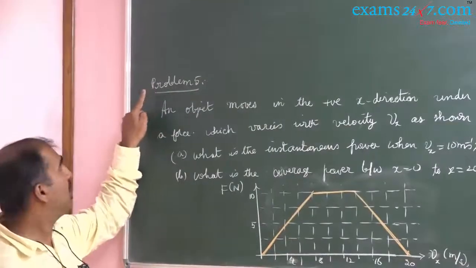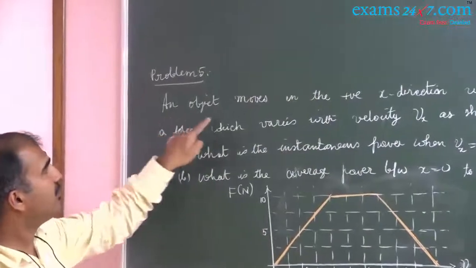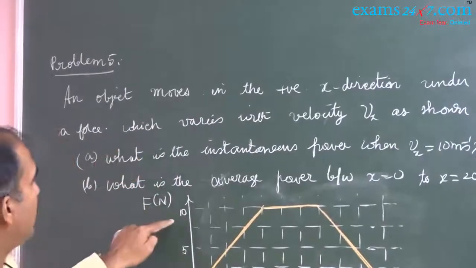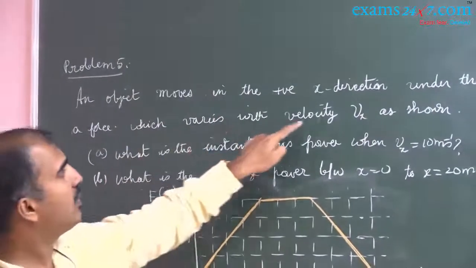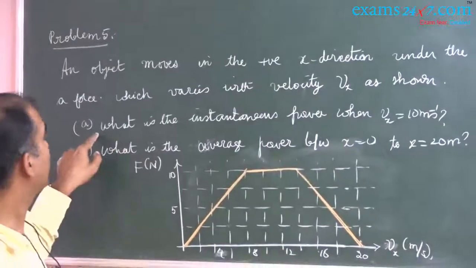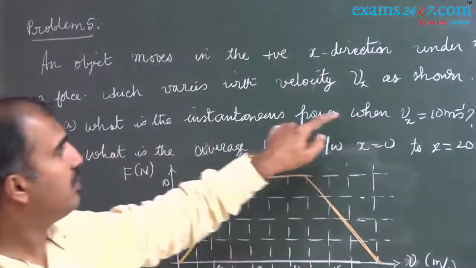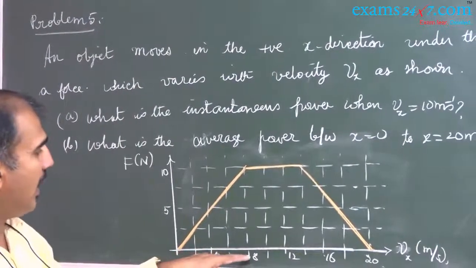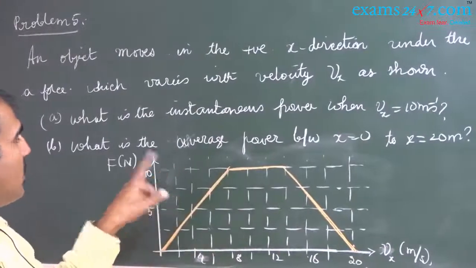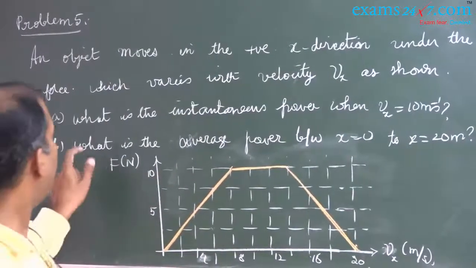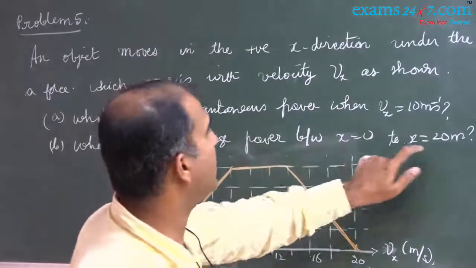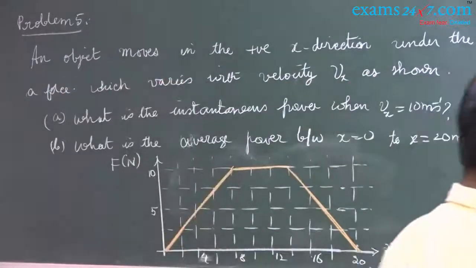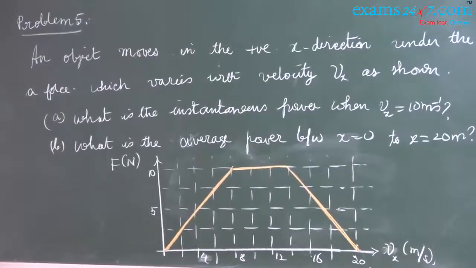Next we will take up the last problem in this chapter. It says an object moves in the positive x direction under the action of a force F, which varies with the velocity Vx as shown in the figure. A. What is the instantaneous power when Vx is 10 meter per second? B. What is the average power between x equals 0 and x equals 20 meter? So let's answer both of the questions now.